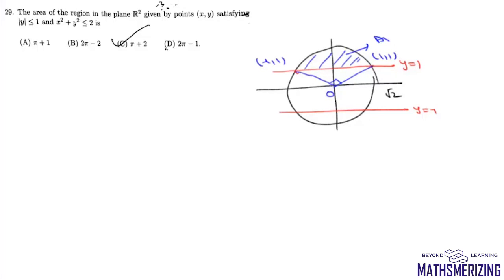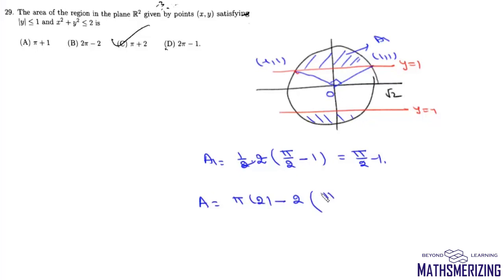So area of segment A1 will be 1 by 2 r square, r square in this case is 2, and then theta minus sine theta. Sine 90 is 1. So here 2 and 2 will cancel. We'll get this as pi by 2 minus 1. Now what's the area that we need? This area will be the area of the circle, pi r square, minus 2 times this area. So it will be 2 pi minus 2 times pi by 2 minus 1, so 2 pi minus pi plus 2. So it will be simply pi plus 2, and that's your option number C.